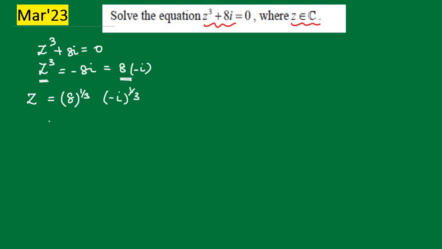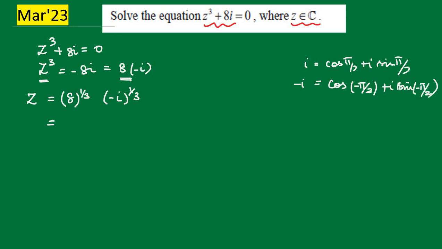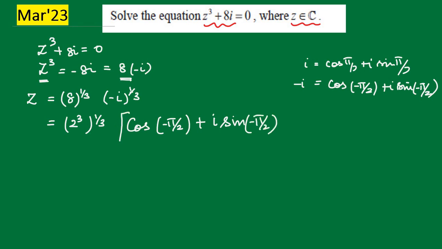Now this i must be written in polar form. So how to write this i in polar form? We know i is equal to cos pi by 2 plus i sin pi by 2. Minus i can be written as cos of minus pi by 2 plus i sin minus pi by 2. Now this can be written as 2 cube whole power 1 by 3 into cos minus pi by 2 plus i sin minus pi by 2. Now we can apply De Moivre's theorem here.